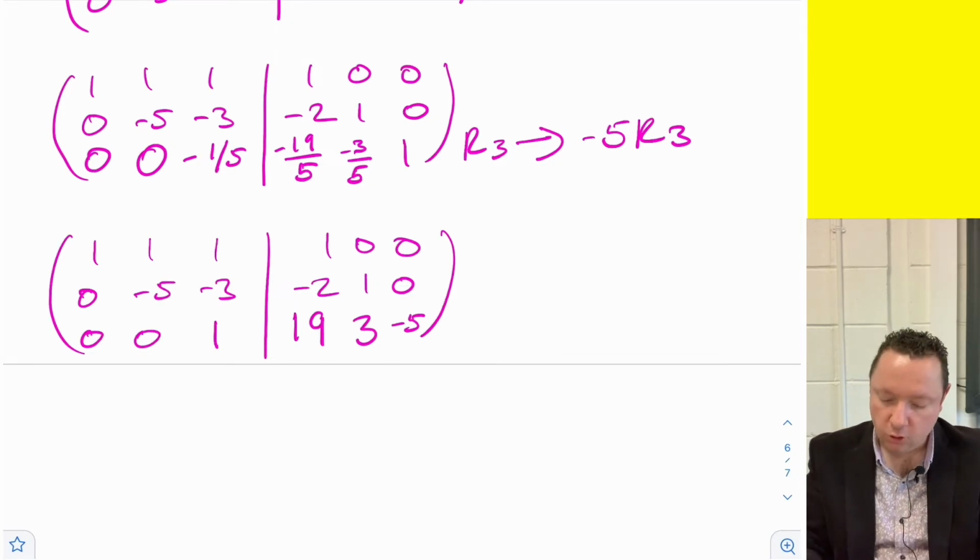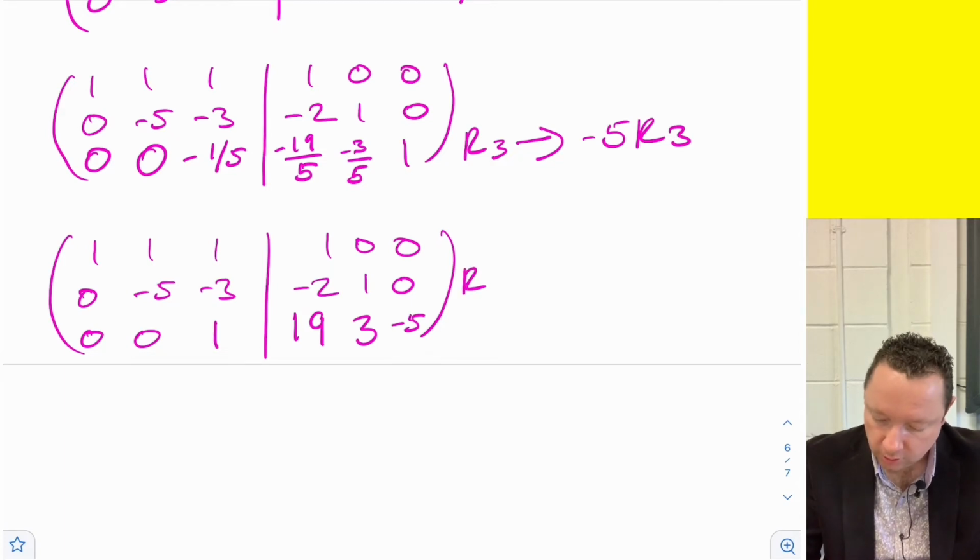Let's deal with row 2 and get a 0 in this position. So row 2 is just going to be row 2 plus 3 row 3.